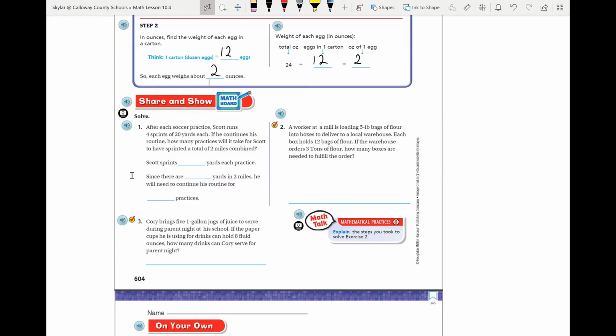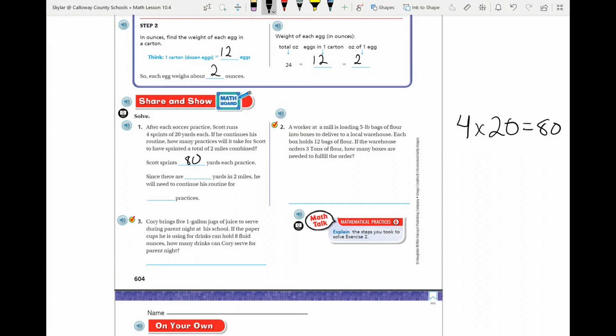After each soccer practice, Scott runs 4 sprints of 20 yards each. If he continues his routine, how many practices will it take for Scott to have sprinted a total of 2 miles? So let's just break this down. We'll do it a sentence at a time. So it says he runs 4 sprints of 20 yards each. So we'll do 4 times 20. And that gives us 80. So that means he runs 80 yards each practice.